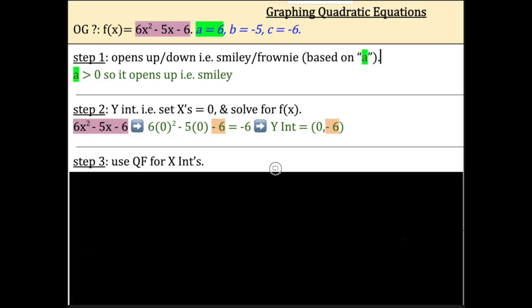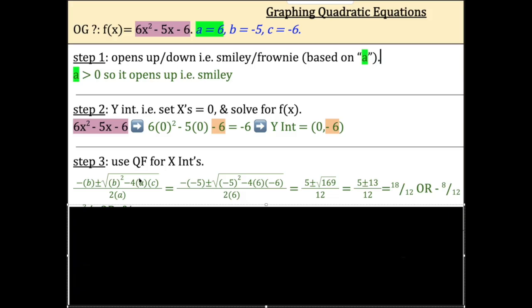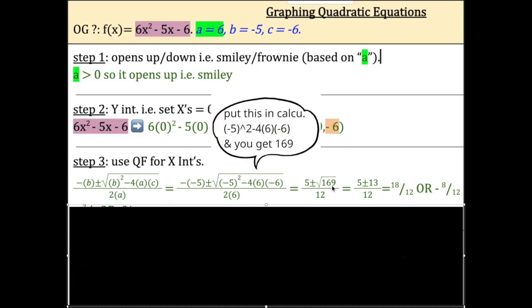Now, step 3, we want to find the x-intercepts. Okay, we want to find the x-intercepts. You can factor, okay, but the most sure-shot way of doing it, even though it can be tedious, is the quadratic formula. So your quadratic formula is all the way on the left. Plug in your A's, B's, and C's into your A's, B's, and C's. You get this. This becomes a 169, which becomes a clean what in this case?